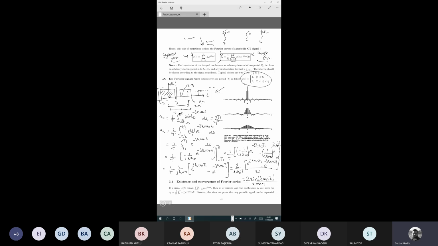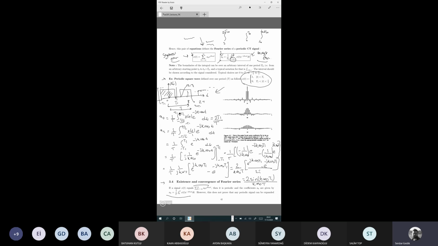So the formulations are simple. The derivation is straightforward, so I'm sure you can do it easily by yourself. Well, up to now, we have seen that if x of t equals summation over k of ak e to the power j k omega 0 t, then it is periodic and the Fourier series coefficients are given by this integral equation.